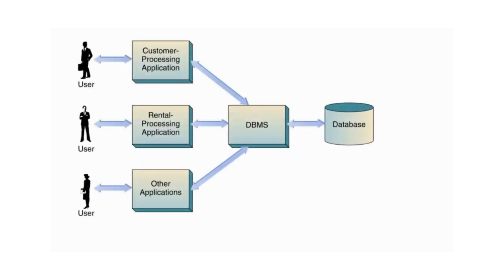Here you can see one image. This image depicts a database management system, which is software used to manage and organize databases. The diagram illustrates how different users interact with the DBMS through various applications such as customer processing application, rental processing application, and other applications. The DBMS manages the data in the database, ensures that it is accessible, secure, and consistent.